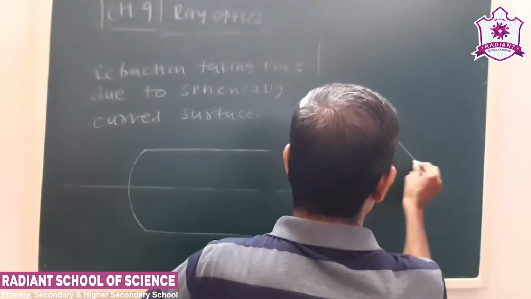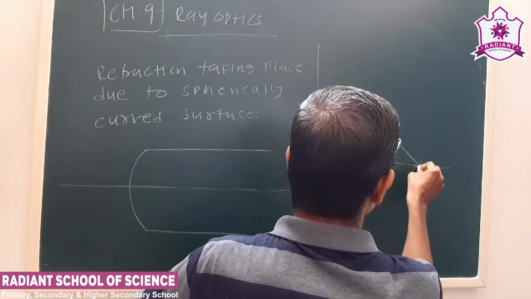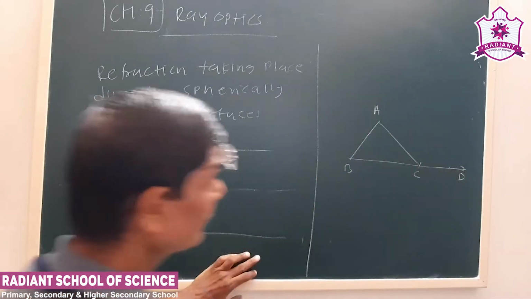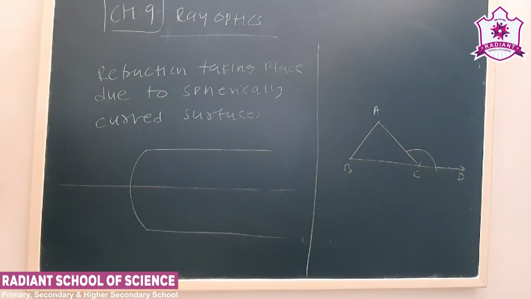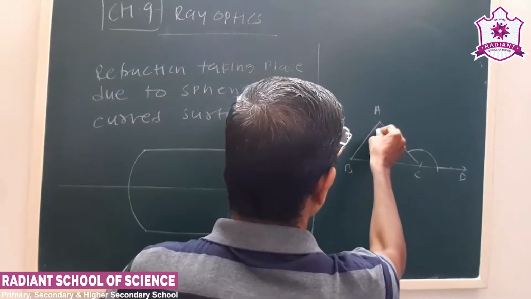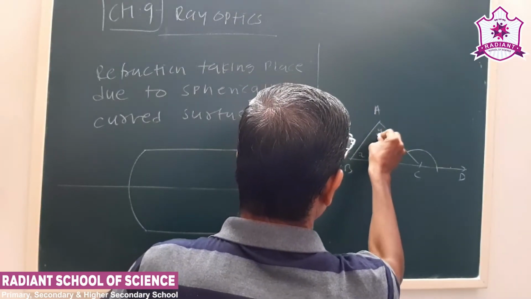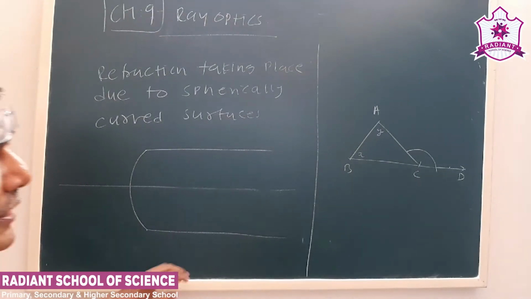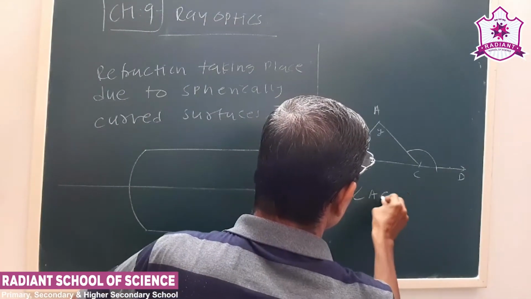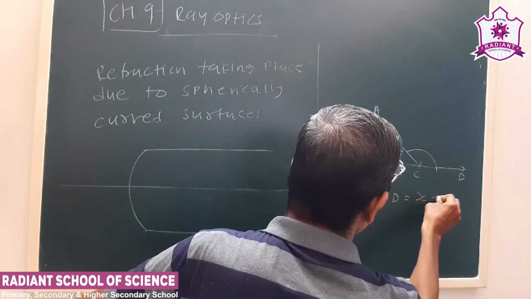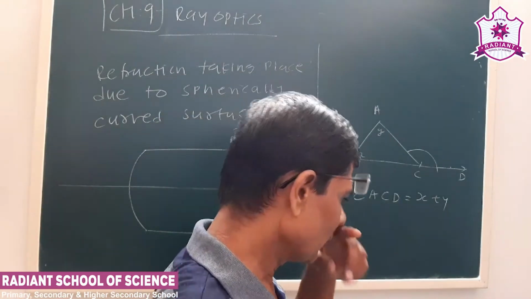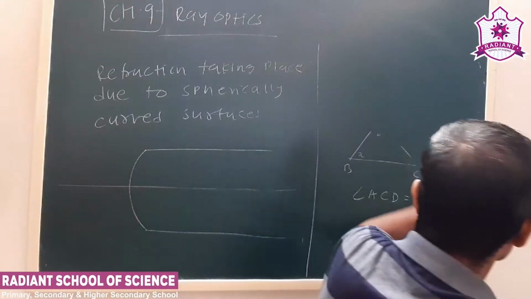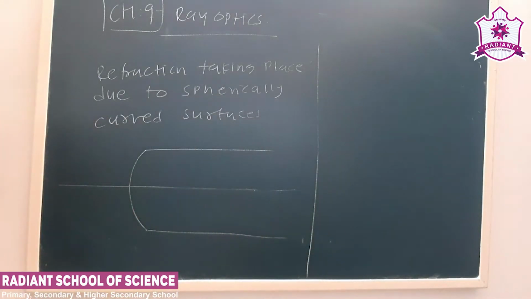Now see what happens in a triangle. Let us say ABC is a triangle and B, C, D are collinear points. ACD is an exterior angle. What is the property here? In a triangle, let us say if I call these angles x and y, the exterior angle ACD is the sum of the remote interior angles. The exterior angle in a triangle is the sum of the remote interior angles. We have to keep this simple basic rule in mind when we study refraction due to a spherically curved surface.